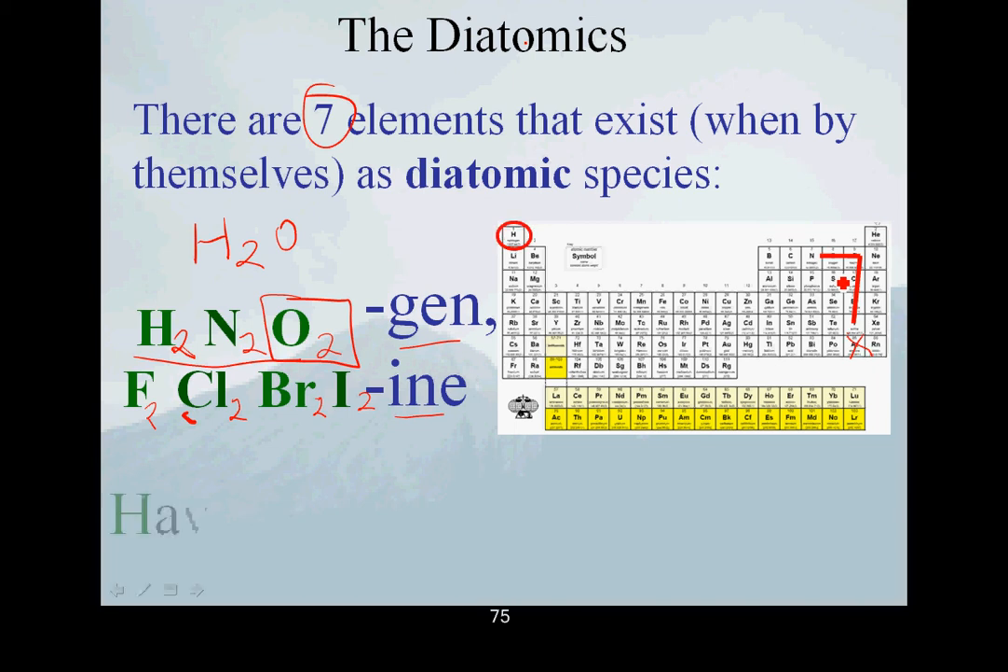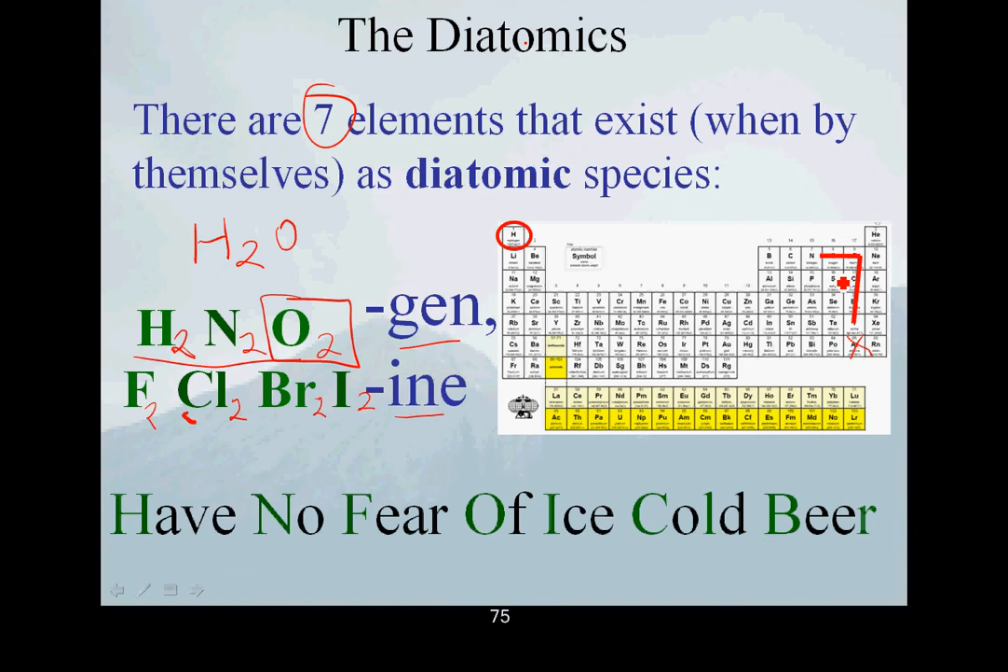The last way of remembering it is the phrase, have no fear of ice-cold beer. So there's our hydrogen, nitrogen, fluorine, oxygen, iodine, chlorine, and bromine. And what's interesting is if you remember this, you can also remember the physical states: bromine is a liquid at room temperature and iodine is a solid at room temperature. Ice is a solid, beer is generally a liquid. Just easier ways of remembering all that.